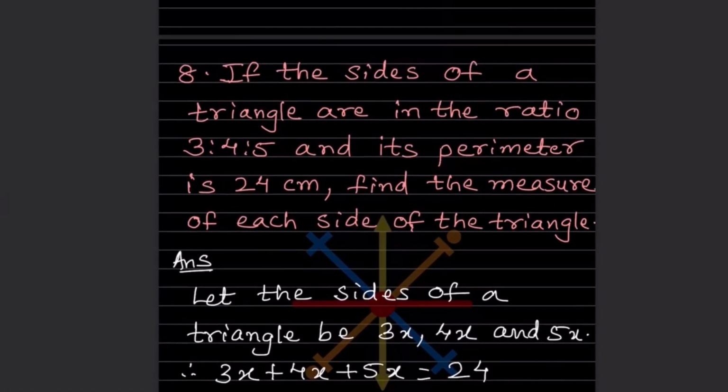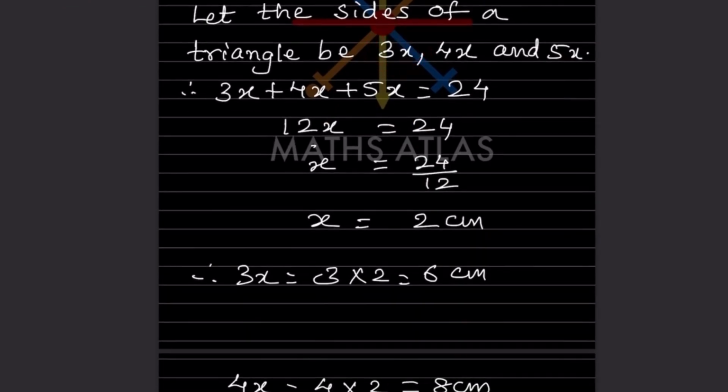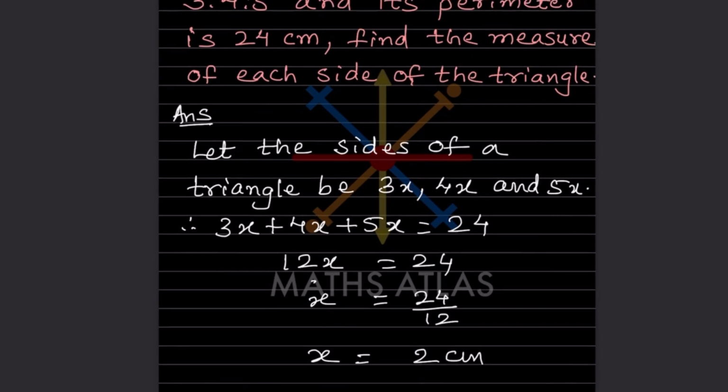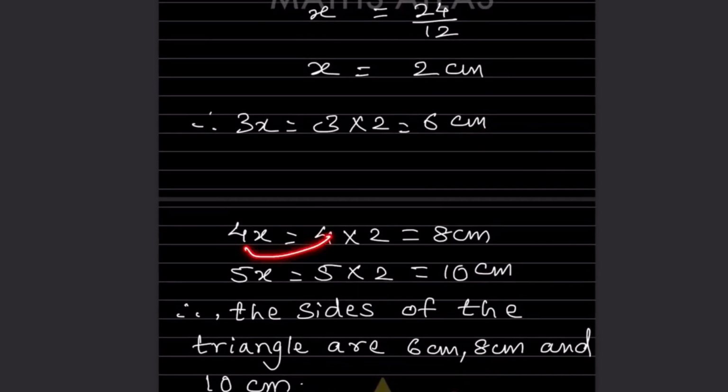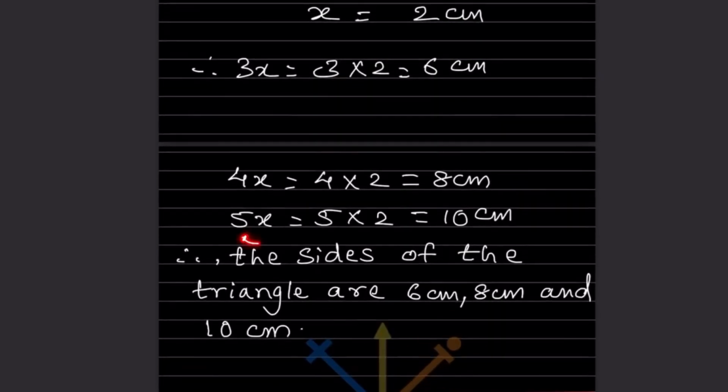But here what do we want? Find the measure of each side of the triangle. So we have considered 3x, 4x and 5x as the measures of the sides, isn't it? Now you got the value of x, so 3x will be 3 multiplied by 2, that will be 6. Then 4 multiplied by 2 is 8 centimeter. 5 multiplied by 2 is 10 centimeter. Therefore the sides of the triangle are 6 centimeter, 8 centimeter and 10 centimeter.